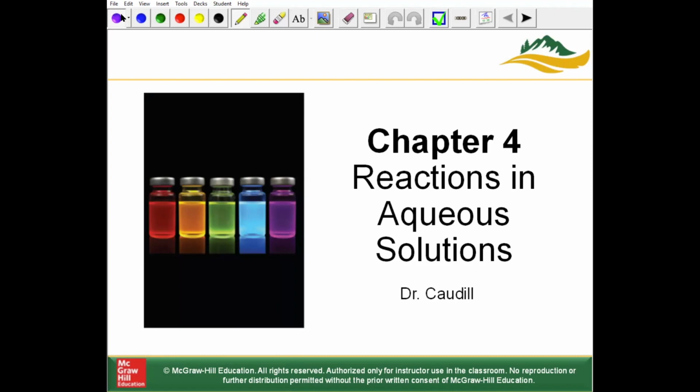Hi everyone, we're going to get started on chapter 4 now. This is all based on reactions in aqueous solutions. We've seen that represented as AQ. Some substance dissolved in water can have that AQ as its state of matter, like Na+ AQ, that's sodium ions dissolved in water.